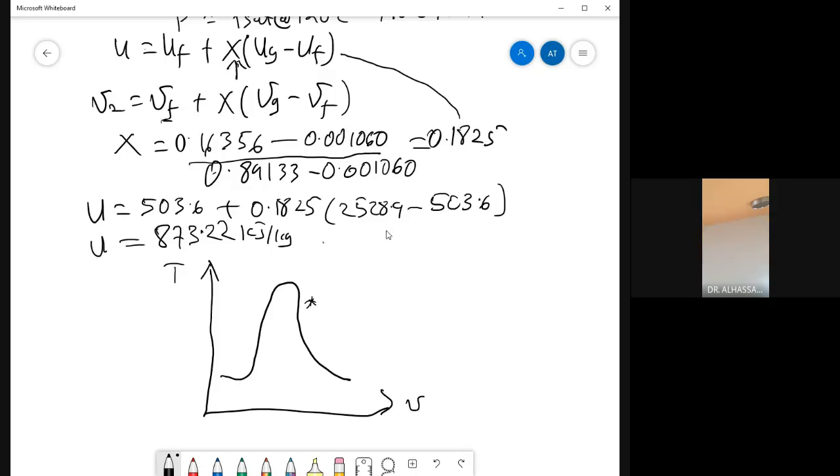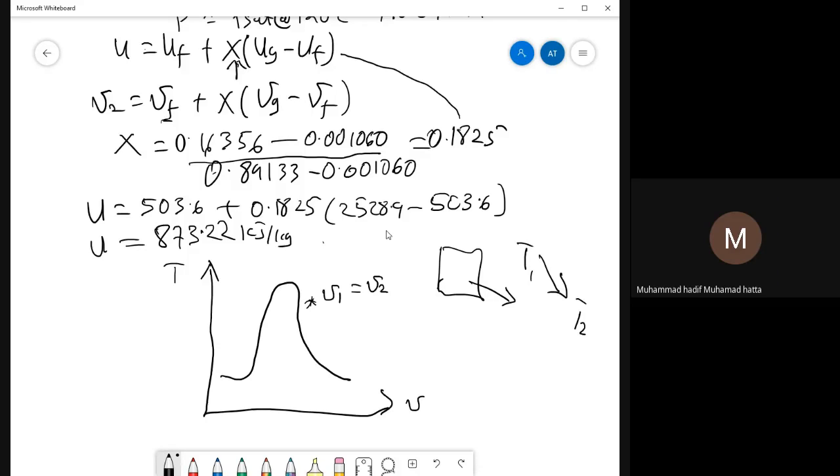But let's look, and this is a rigid vessel. So for a rigid vessel, the volume remains the same. You understand? The volume does not change. So the volume is constant. So that over here, V1 is the same as V2. And since heat is being rejected from the rigid vessel, the temperature will be decreasing from T1 to T2.